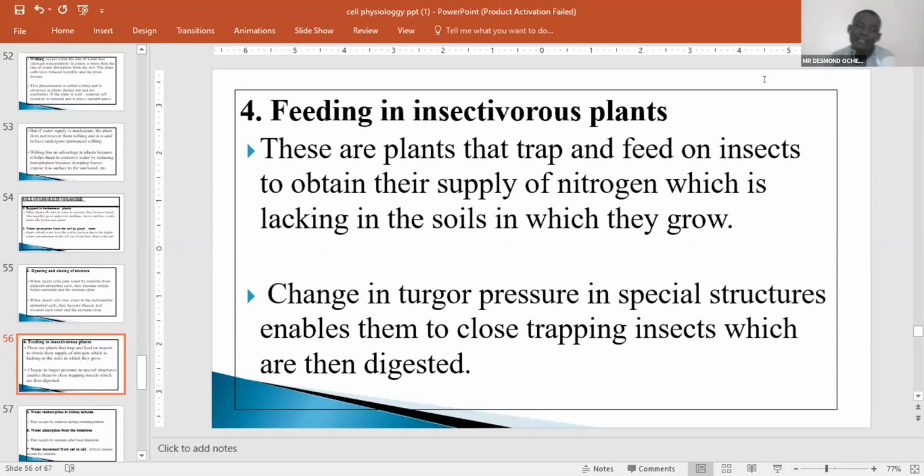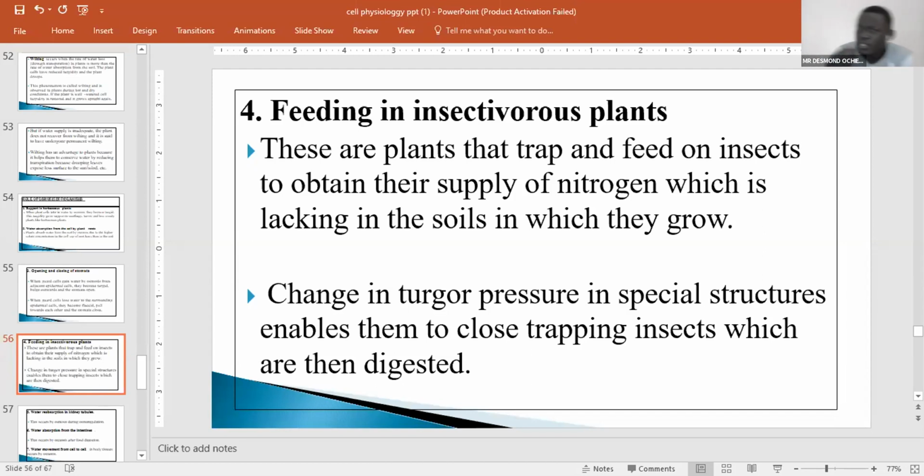Sorry for that. Feeding in insectivorous plants. Now we have got these plants which are called insectivorous plants, and I want you to find out some of the examples. Find out some of the examples of insectivorous plants. At your own free time, please find out some of the examples of insectivorous plants, and you can let us know in our next class.